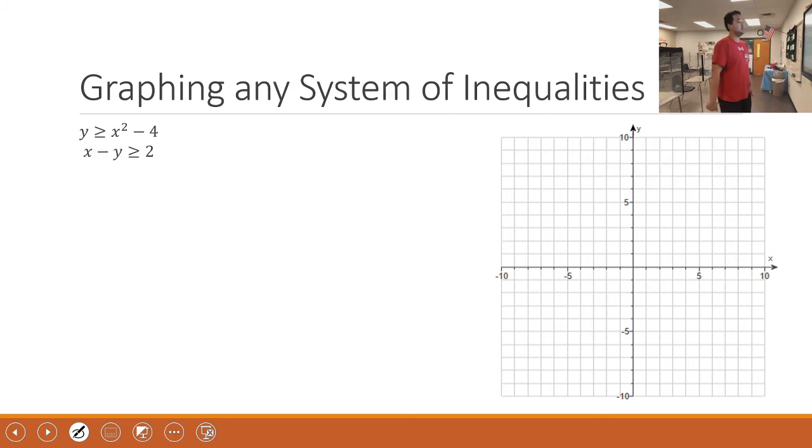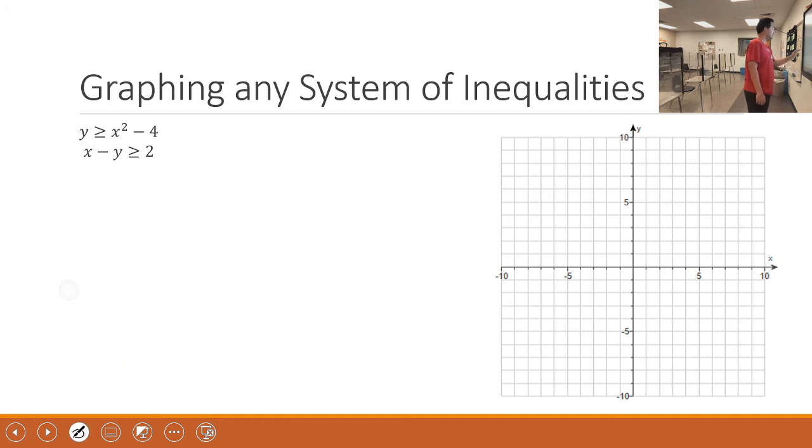So system of inequalities, I think we may be done. Yeah, we're going to be done after this. So here's our last problem. Now we have a parabola with a line. So again, the nonlinear stuff that you may be responsible for in chapter 5.